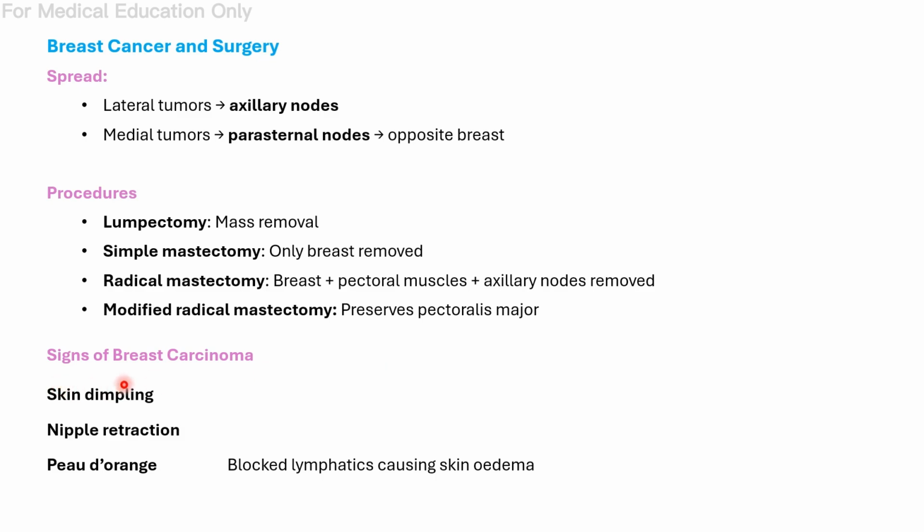And the signs of breast carcinoma, there are 3 main signs: skin dimpling, nipple retraction, and peau d'orange due to blocked lymphatics causing skin edema.